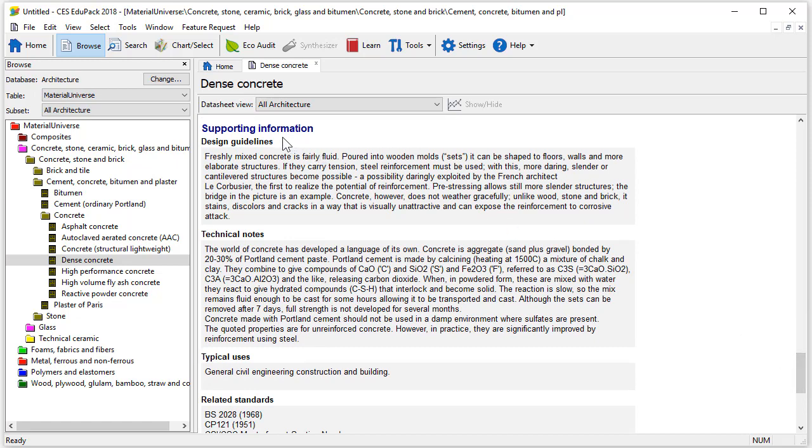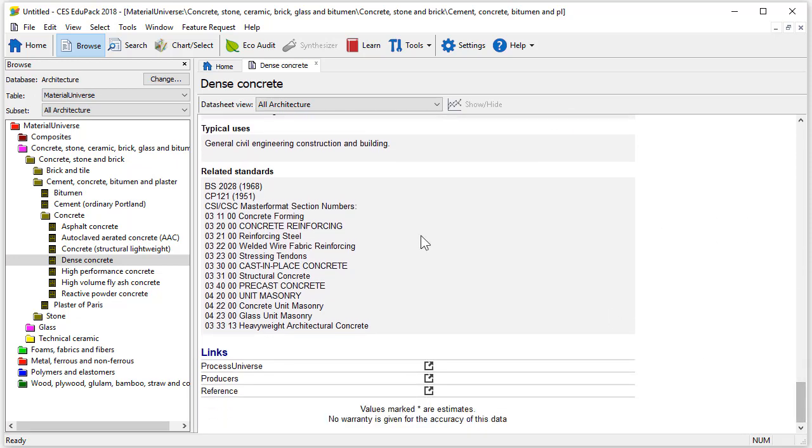Supporting information such as design guidelines, technical notes, and typical uses, as well as related standards, is situated at the bottom of the record. Also, you can find links to the processes that apply to this material, producers who manufacture it, and find out where the material data comes from following the reference link.